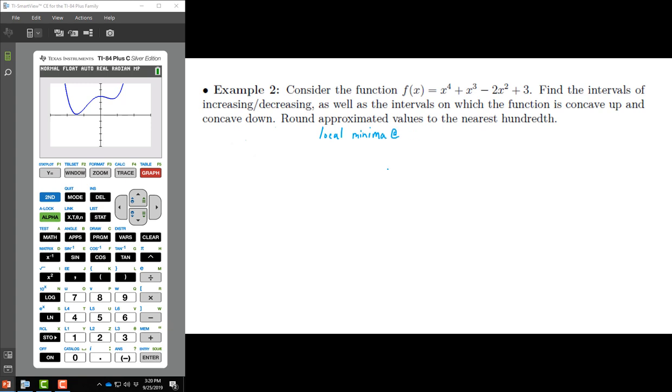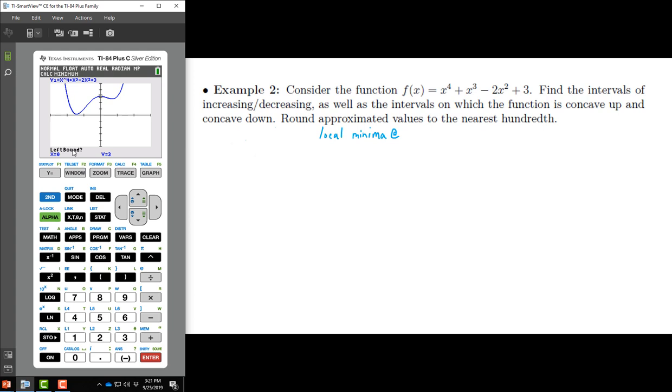So local minima. I can see I have 2 of them, so let's go ahead and find them. The place we're going to find them is by using this calc button, which is the second function of the trace button. So I'm going to hit second calc, go to number 3, which is minimum.